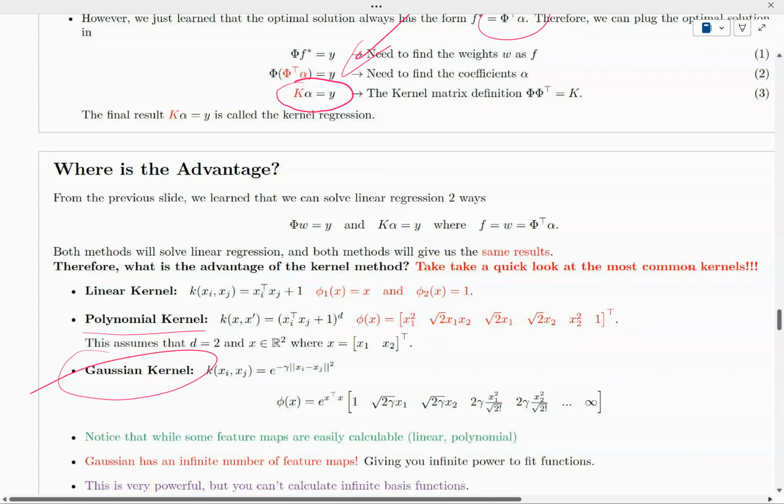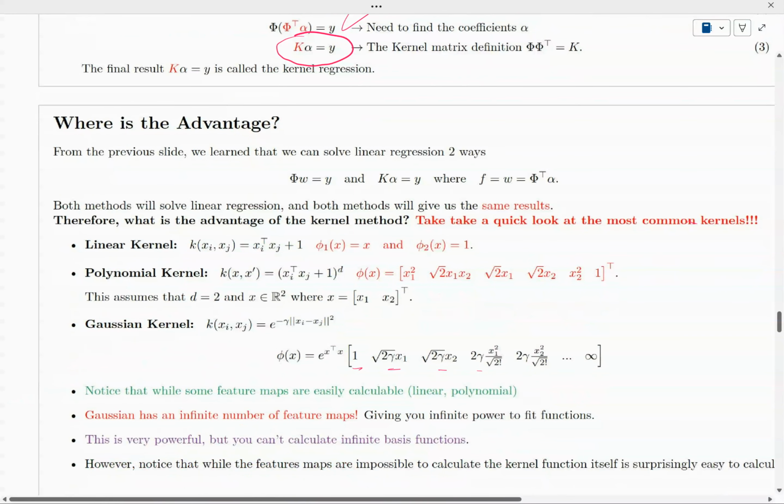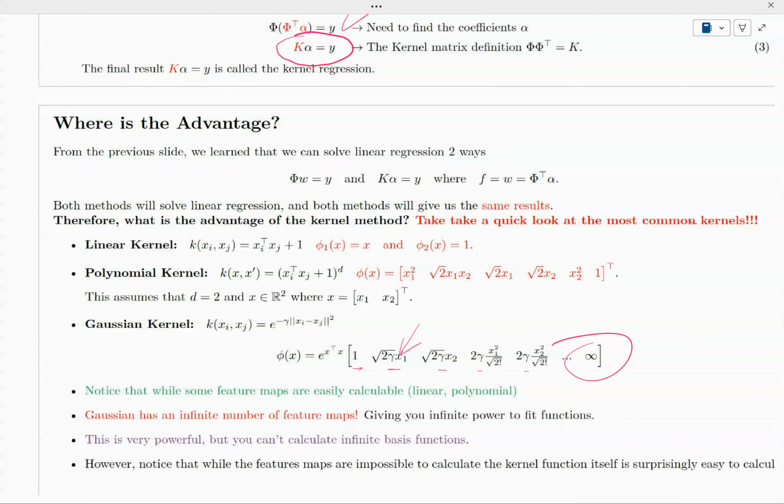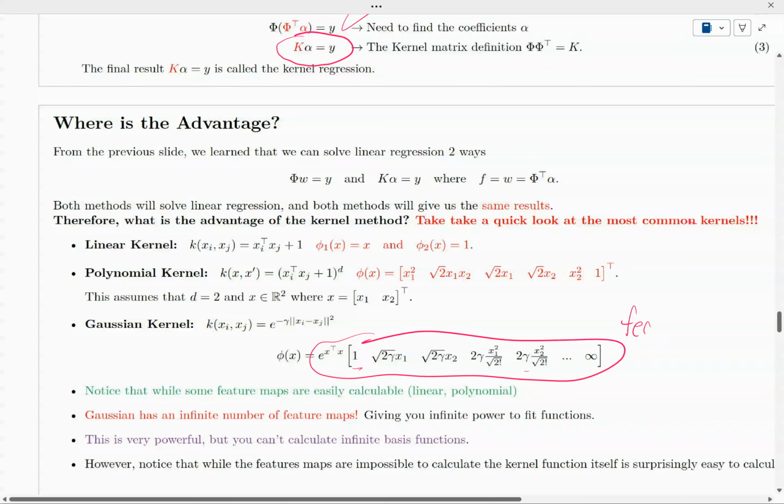Now let's look at a different one, the Gaussian kernel. Well, Gaussian kernel has, wait a second, it has one, two, three, four, five, infinite. So a Gaussian kernel has infinite basis functions. Okay. So can you calculate infinite basis functions? What are you going to do? You're going to take your data and plug it into infinite of them, right? However, you can't calculate the feature map. Can't do it. However, look at the kernel function. The kernel function itself is pretty easy to calculate. Okay, keep that in mind.